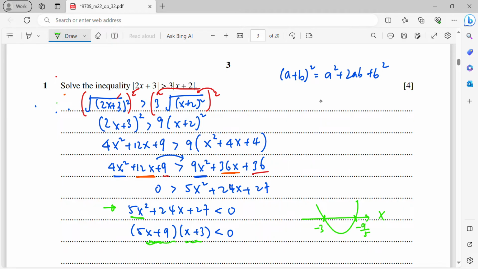The final answer will be based on the last part, which is less than 0. Less than 0 means the region will be below the x-axis. Therefore, you will be getting the answer between negative 3 and negative 9 over 5. So this is how I solve this question.